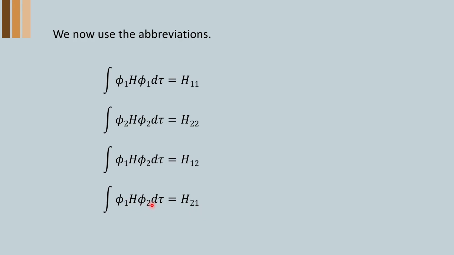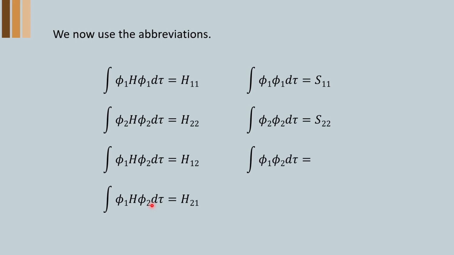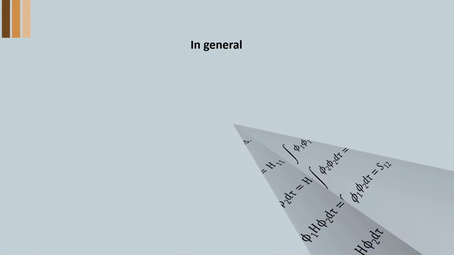Similarly, if we assume that the integral of phi1 phi1 d tau, that is phi1 square d tau, is S11, phi2 square d tau is S22, and phi1 phi2 d tau is S12. These are the abbreviations that were used by Huckel originally. They are also known as Huckel's approximation, the detailed concept of which we'll see later.